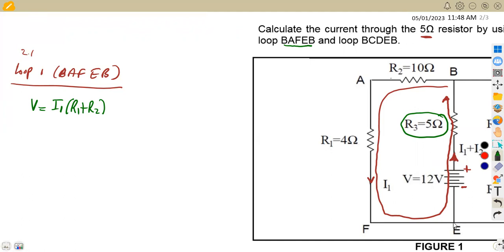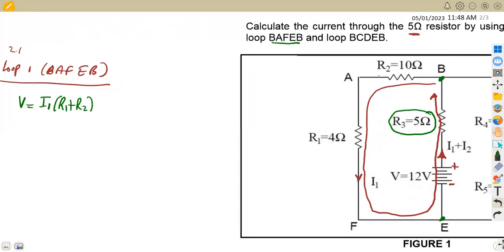We move on from point E up to point B. We are following the same route of current, and we have both I1 and I2 flowing through the resistor, which is our resistor R3. So we are going to have the product of current, which is I1 plus I2, and the resistance, which is R3. That's a voltage drop. So from this loop, we have formulated an equation.